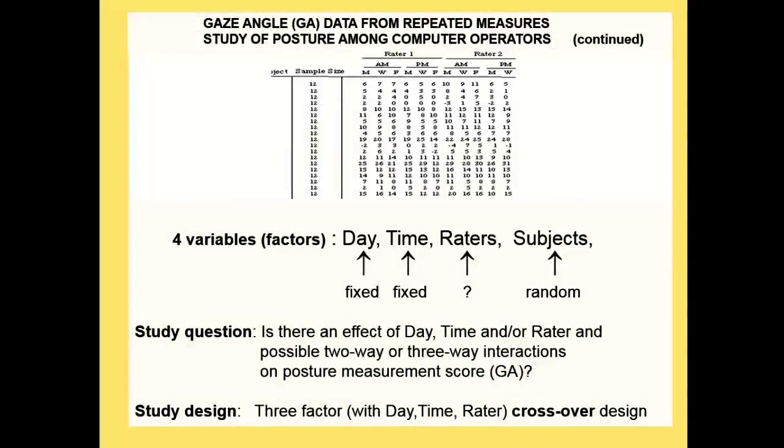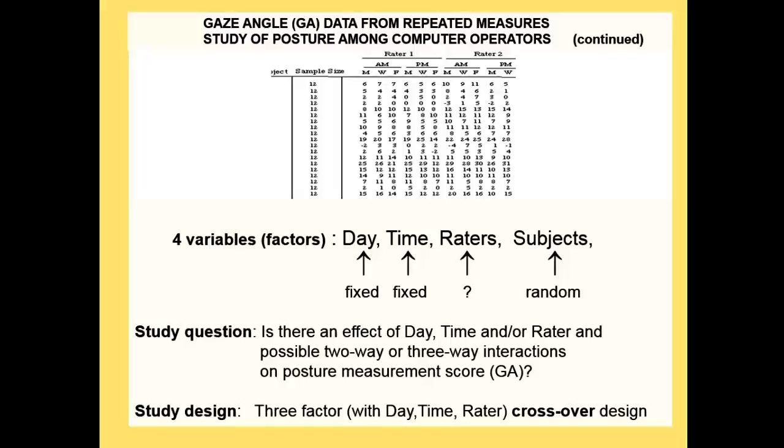Okay, now we've had the shoulder flexion data set, posture measurement. Now we've got another posture measurement, gaze angle. I introduced this example last time near the end, and in this example, in addition to day and time as two factors of interest, there were also two raters that were able to rate people on Monday and Wednesday and Friday and AM and PM of each of those days. So you had three factors, and you also had a fourth factor, subjects. The question of interest in this case was, again, the same question. Does posture change over day of the week, time of day?